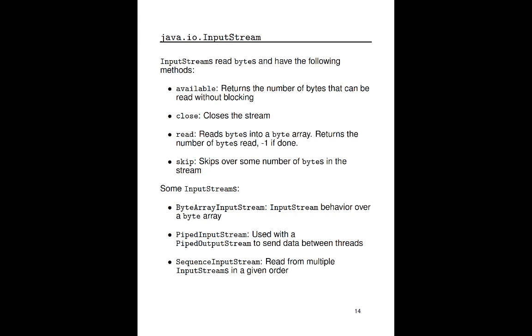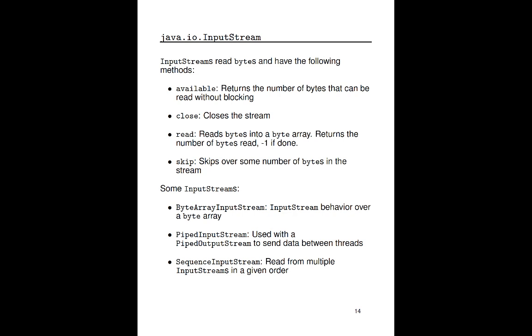Some subclasses of input streams which are interesting. There's the byte array input stream. So this provides the input stream behavior, the ability to read bytes at a time over a byte array, so an in-memory buffer. Again, there's piped input stream, which is used in concert with a piped output stream to send data in between threads. And there's also something called a sequence input stream, which you give it multiple input streams, and it'll read the first one, the second one, the third one, etc., in a given order.